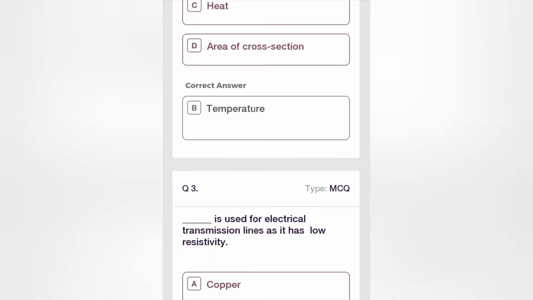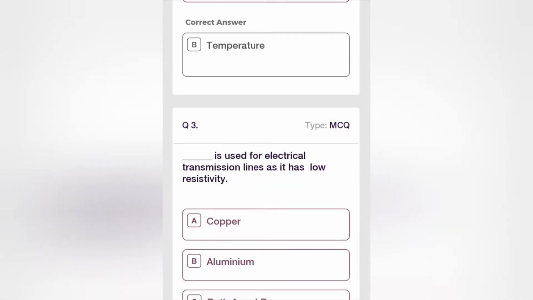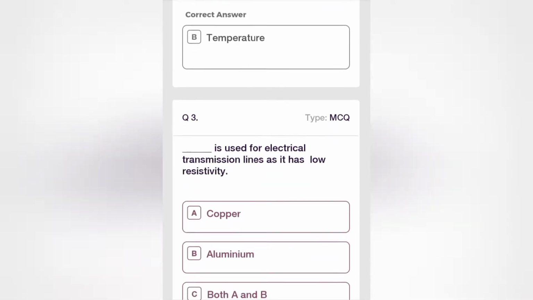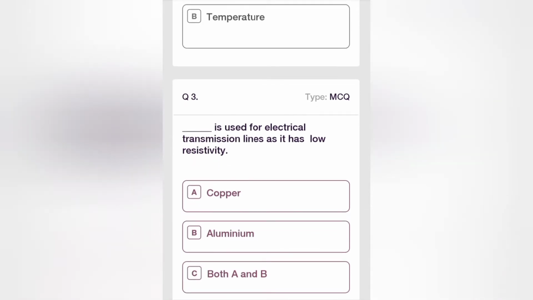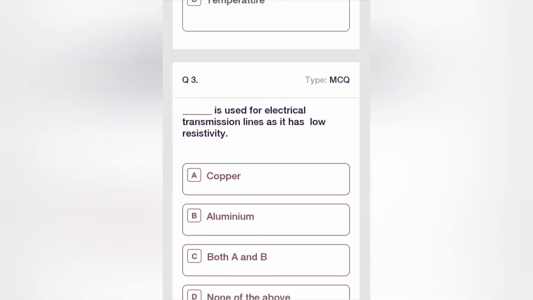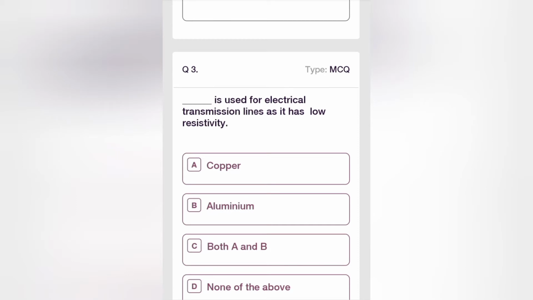Next question. Dash is used for electrical transmission line as it has low resistivity. Option A is copper, option B is aluminium, option C is both A and B, option D is none of the above. Copper as well as aluminium both are used in the transmission line because they have low resistivity.